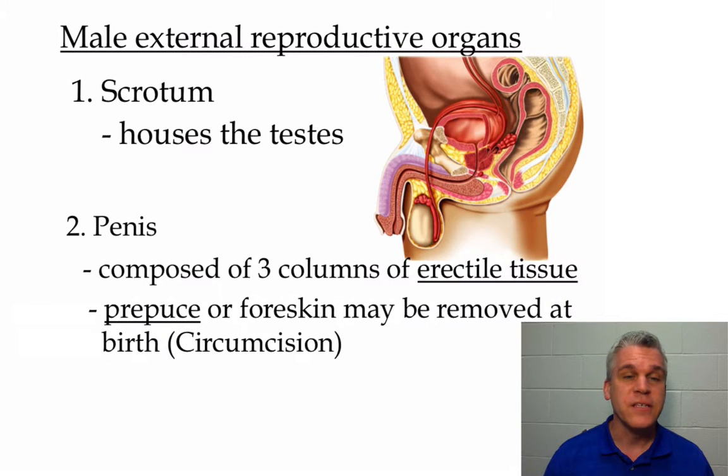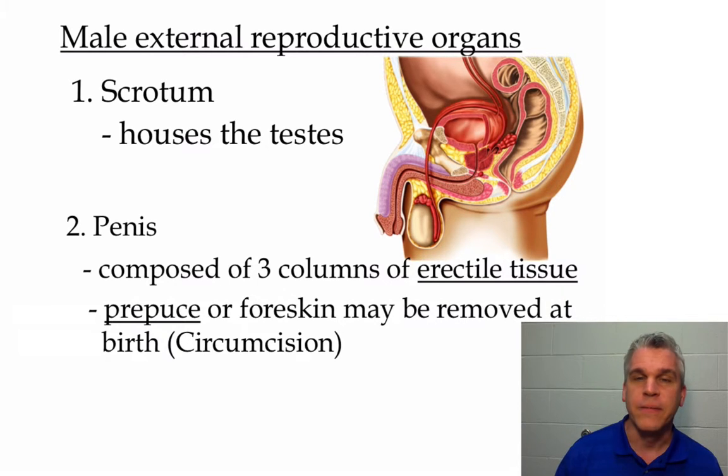At the end of the penis is the prepuce or the foreskin. Now, this can be removed at birth. This is what is a circumcision, where the doctor, or if you're Jewish, the rabbi, would remove it, usually within the first 24 to 48 hours.